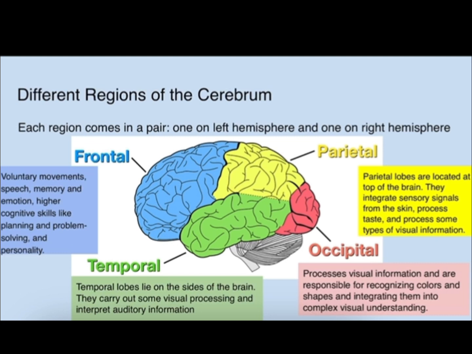The temporal lobes lay on the side of your brain near your temple. That's why they're called the temporal lobes. They carry out some visual processing and interpret auditory information, which also makes sense because they are close to your ears. The parietal lobes are located at the top of the brain. They integrate sensory signals from the skin, process taste, and also some types of visual information. But most of the visual information is processed by your occipital lobe. It is responsible for recognizing colors and shapes and integrating them into complex visual understanding.